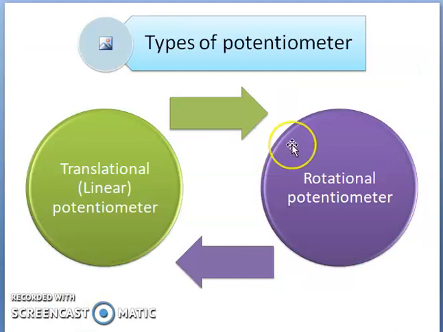Now, coming to the types of potentiometer. On the basis of mechanical energy, that is whether the displacement is linear or rotational, the potentiometers are divided into mainly two types. First one is translational or linear potentiometer, and second one is rotational potentiometer. The translation potentiometer converts the linear displacement into voltage.